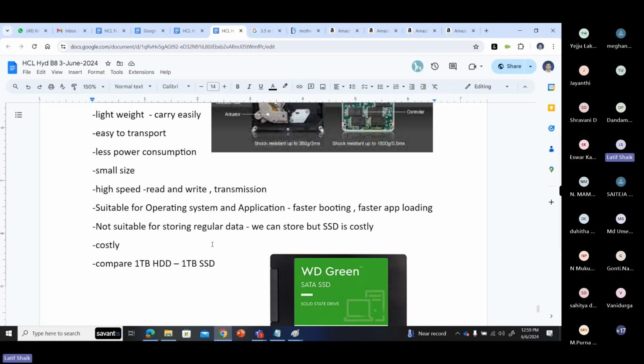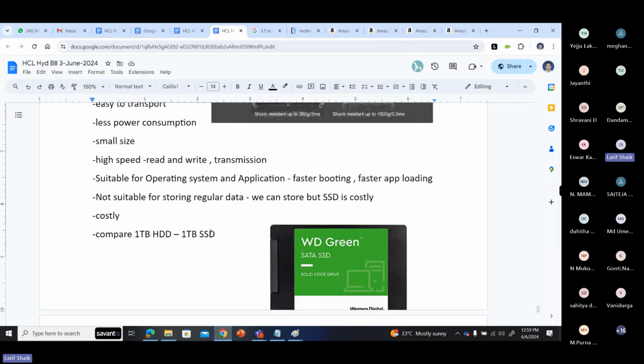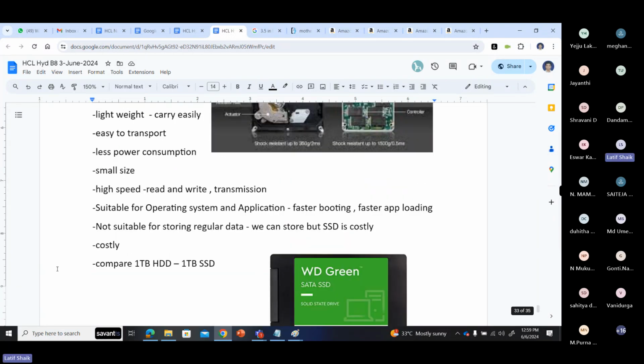So if you have a desktop, put your operating system and applications inside your SSD. Buy a 1 terabyte or 500 GB SSD and put your operating system and applications on it. The data you are creating, you have to store on an extra hard disk, like you add another hard disk to it. Laptops, nowadays we do not have a choice.